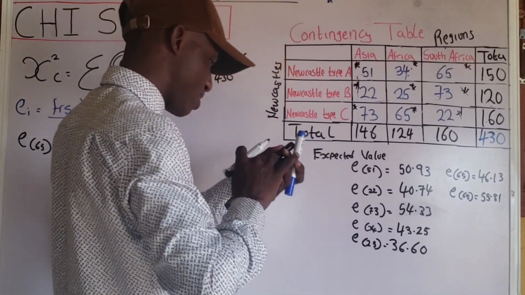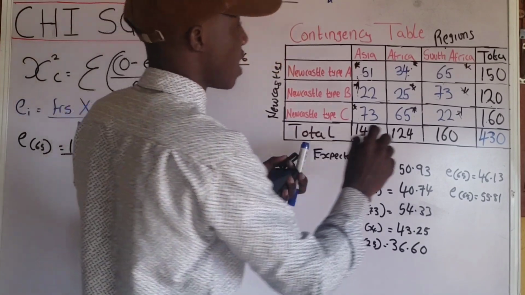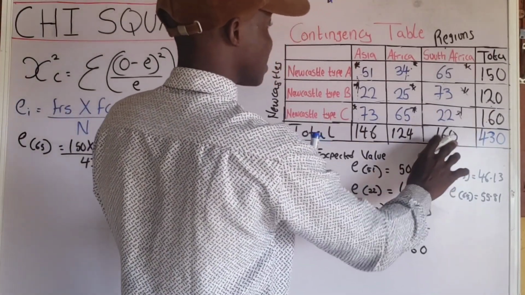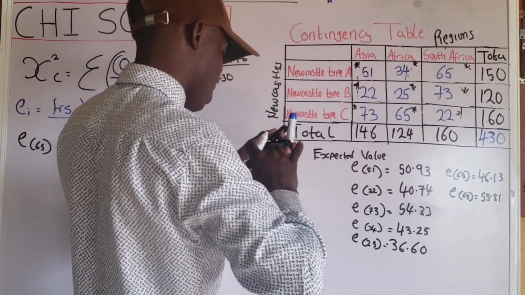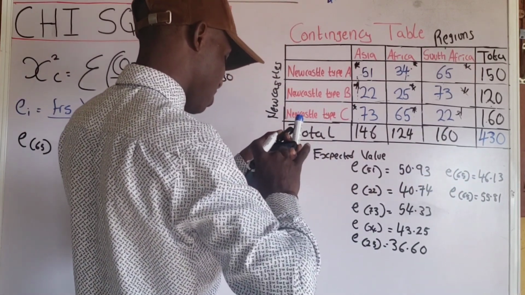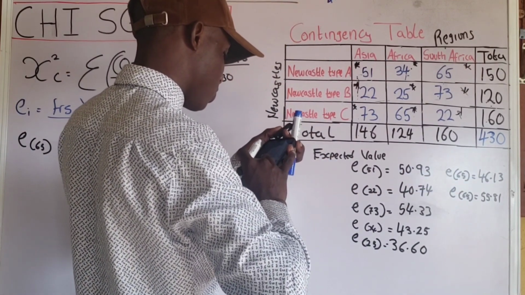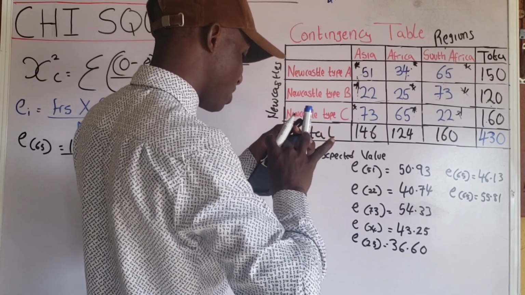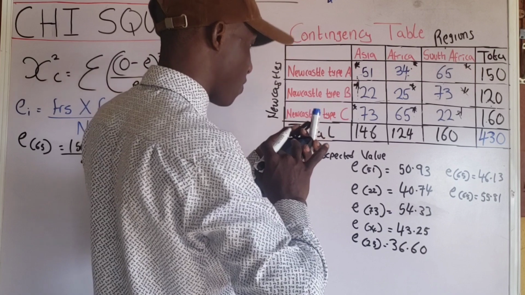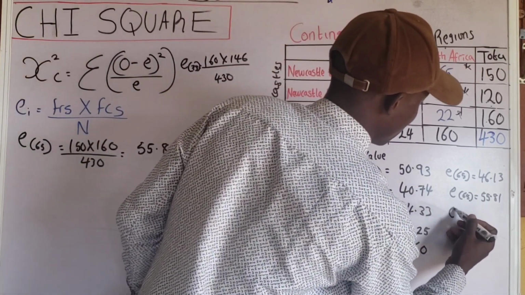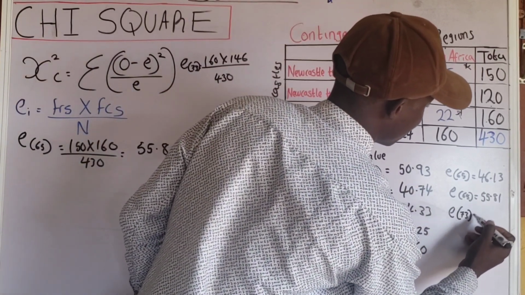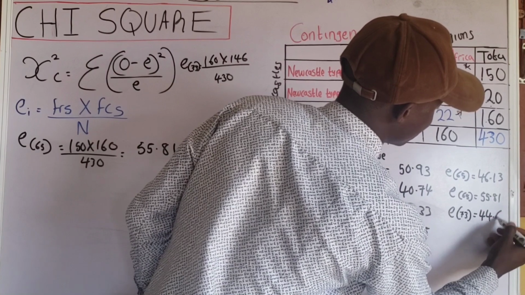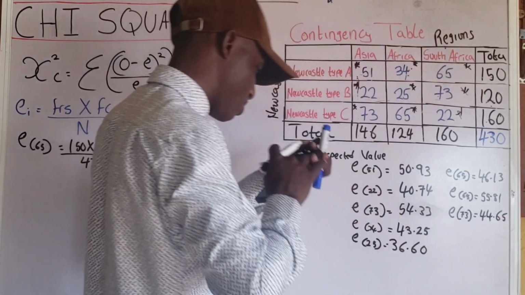Let me check. For 73, we are going to have 120 times 160 divided by 430. That is 44.65. So for 73, that is 44.65. Do you understand?